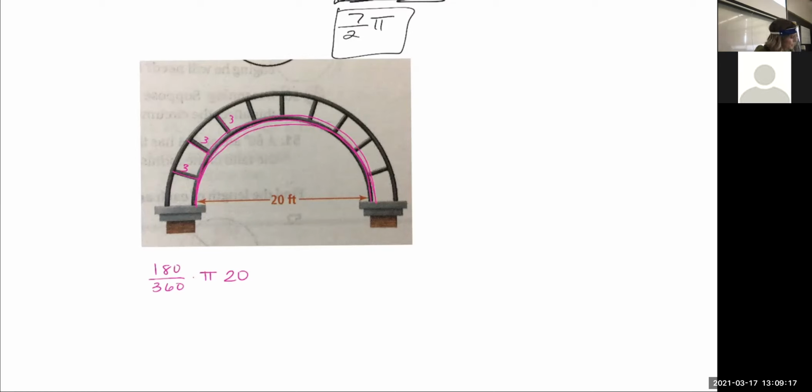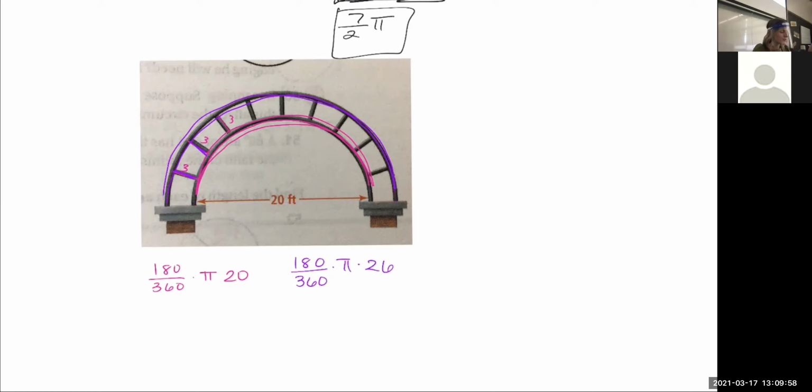This one, the purple one now, is going to have a different diameter. What's the diameter of that one going to be? So if this is 3 feet in between each one, then this would have to be 3 feet here and 3 feet here, right? So if that's the case, this distance across is now 26. So you're going to do the arc over 360 times pi times 26 for that one. And then get this out of there.